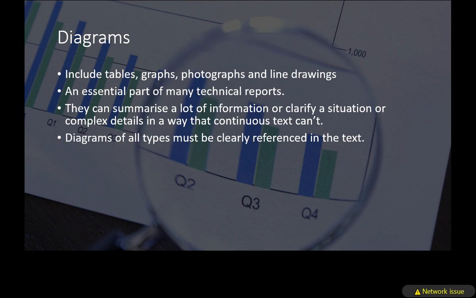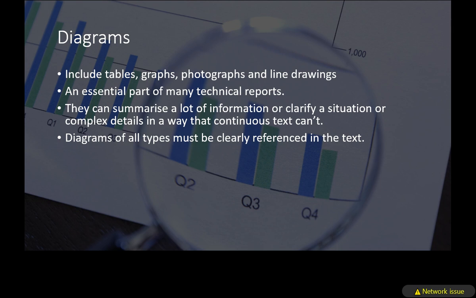Diagrams of all types must be clearly referenced in the text. This is the most common mistake which happens with students as well as professionals. Now what do we mean by referenced? Referenced means it must be mentioned in the text. If there are 100 diagrams including everything, figures and tables and drawings, then all of them must be mentioned in the text.